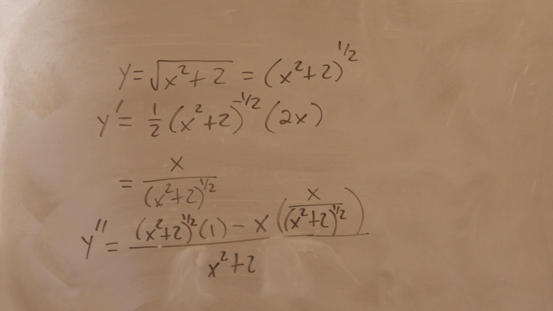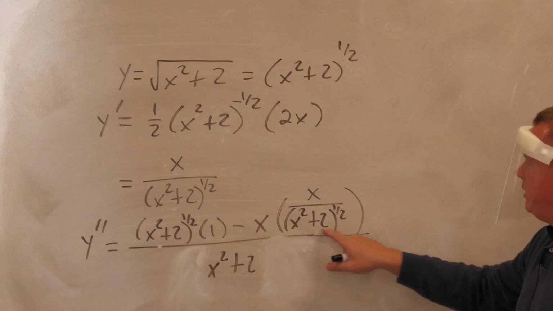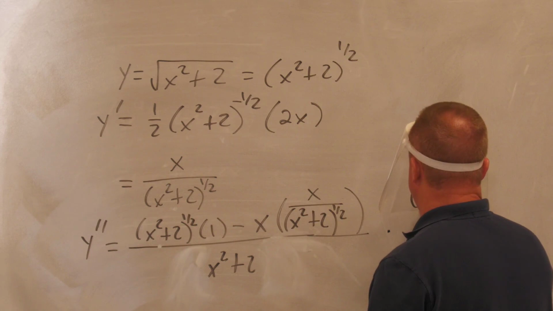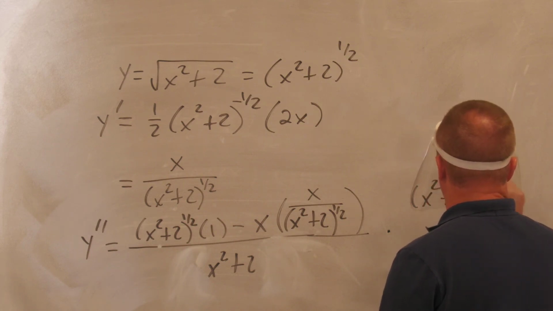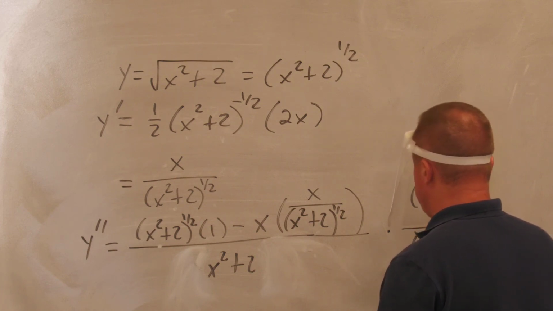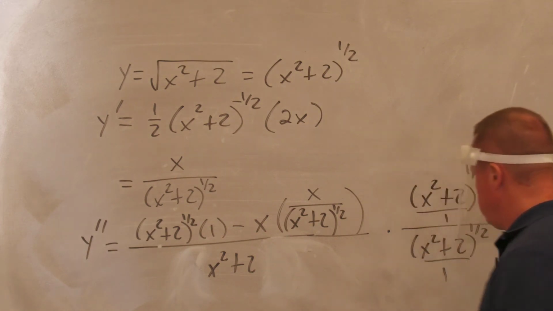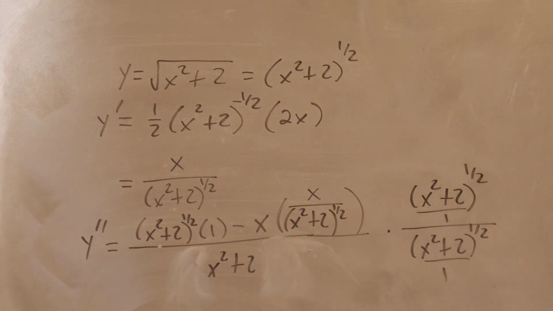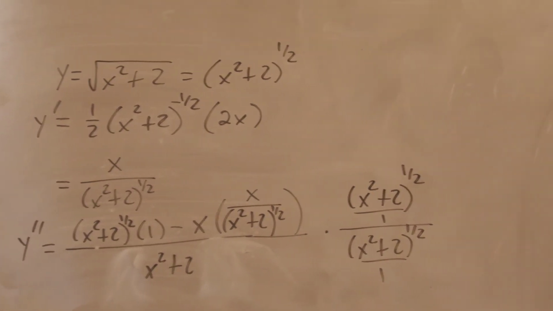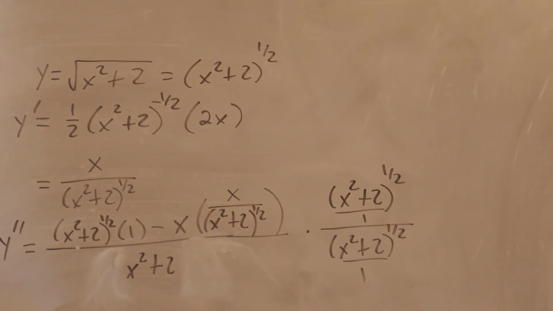Easiest way is to what? Anybody? Multiply the top and bottom by the least common denominator of all the fractions. The only denominator I've got is x squared plus 2 to the 1/2 power. So let's multiply the top and bottom by that, and that should fix this to where we don't have any fractions inside fractions. It's like multiplying by this over 1. When I multiply by that over itself, I'm just multiplying by 1, so it doesn't change the value of it.